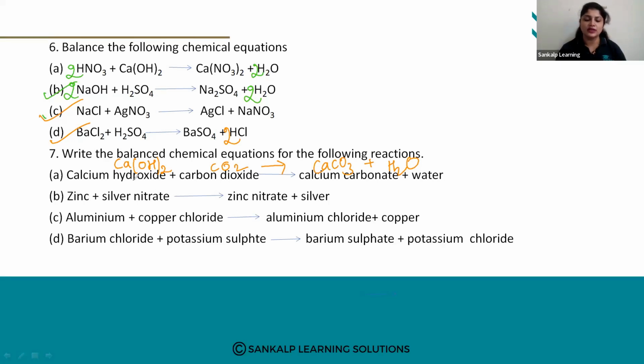Calciums are how many? Here calcium is 1. Hydroxides are 2. Here oxygen is 2. Oxygen 2 plus 4, here 4. Here oxygens are 4. Then hydrogens are 2. Here hydrogen is 2. Carbon is 1. Carbon is 1. 4.